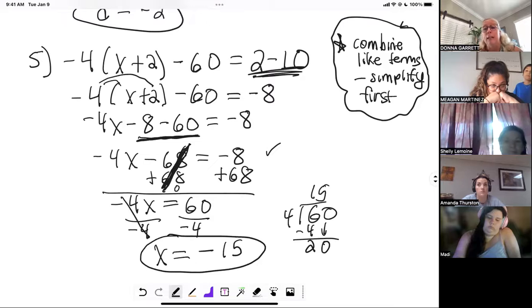You want to eliminate it, and eliminate it means make it 0. So think opposite sign, and that's why we also say opposite operation. That's why we also divide here.